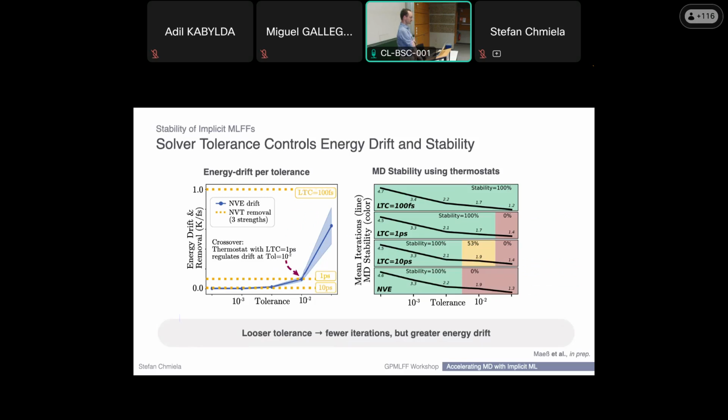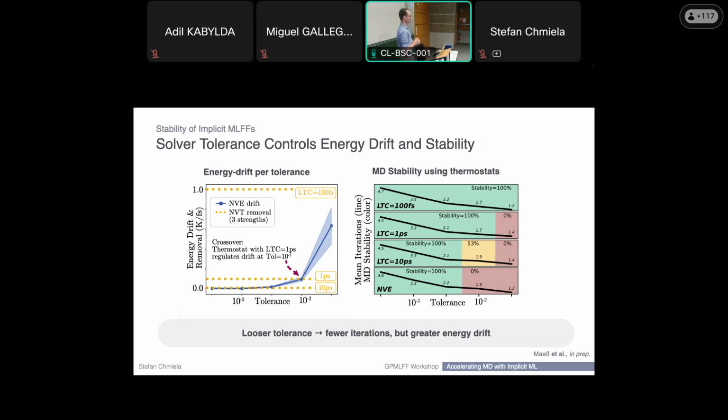Now, how about the efficiency? In order to evaluate the implicit network, we need to solve a self-consistent equation. So now the question is how well do we have to actually solve it in order for this to work? Because if we solve it to a very high accuracy, then obviously the answer will be good, but it's going to be expensive because we need more iterations. Or we can allow a higher error, so have a looser tolerance, and then we have fewer iterations.